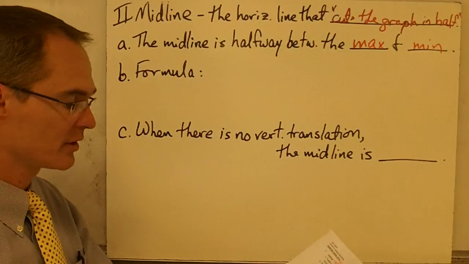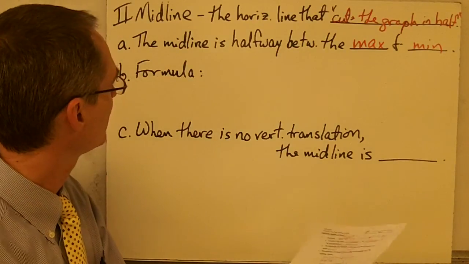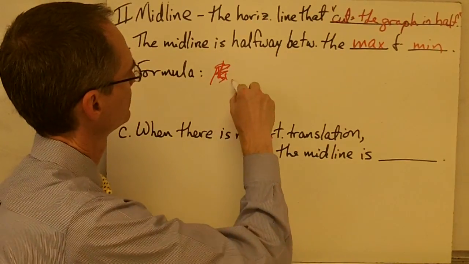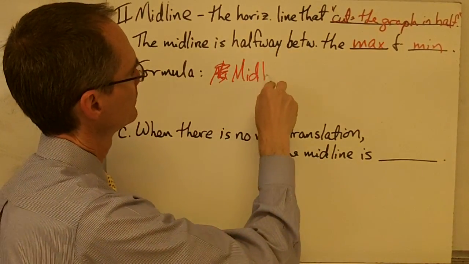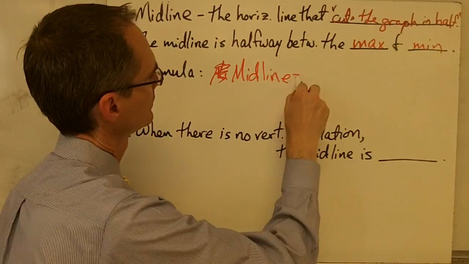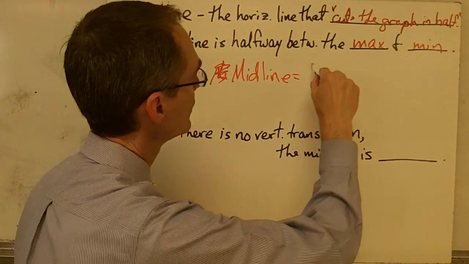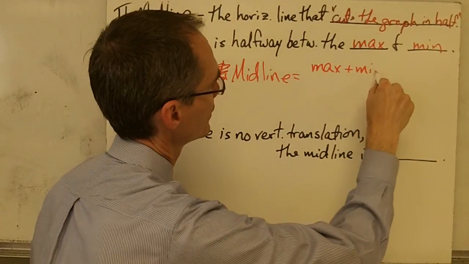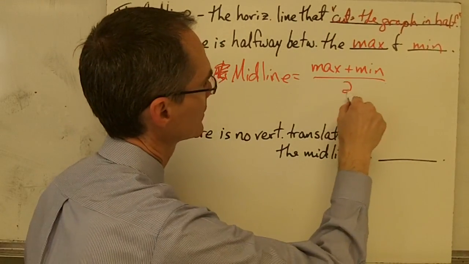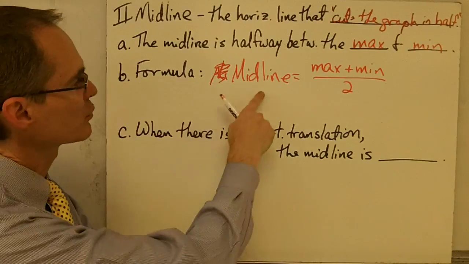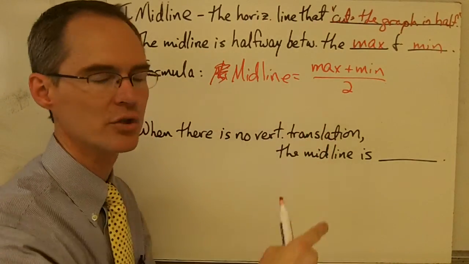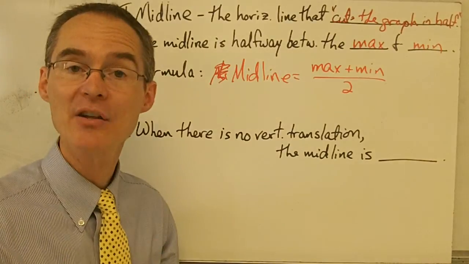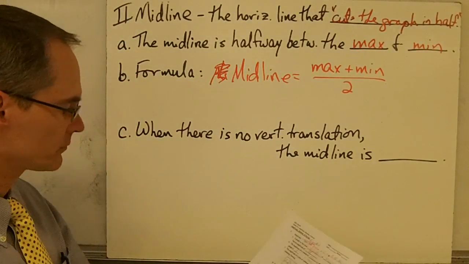And again, there's a formula for the midline as well. We typically say the midline is equal to the maximum value of the function plus the minimum value of the function divided by 2. And again, as we're going to see, typically this formula is used if we have a graph to look at, but we don't have an algebraic expression of the function.